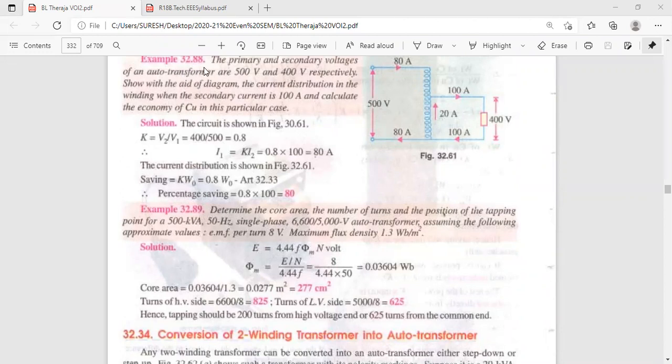Done the problem, Example 32.88. Today we will do this problem, Example 32.89. Write down the question: determine the core area, number of turns, and position of the tapping point for a 500 kVA.